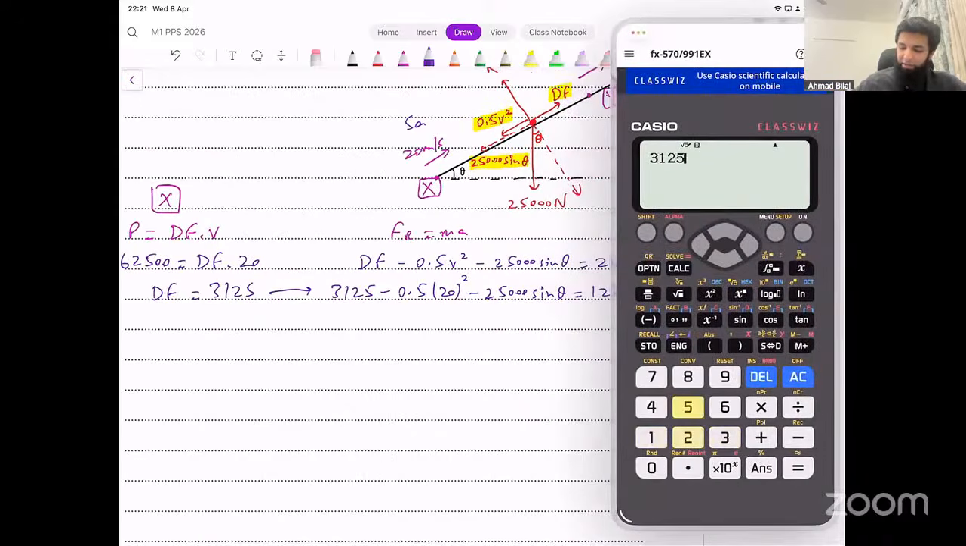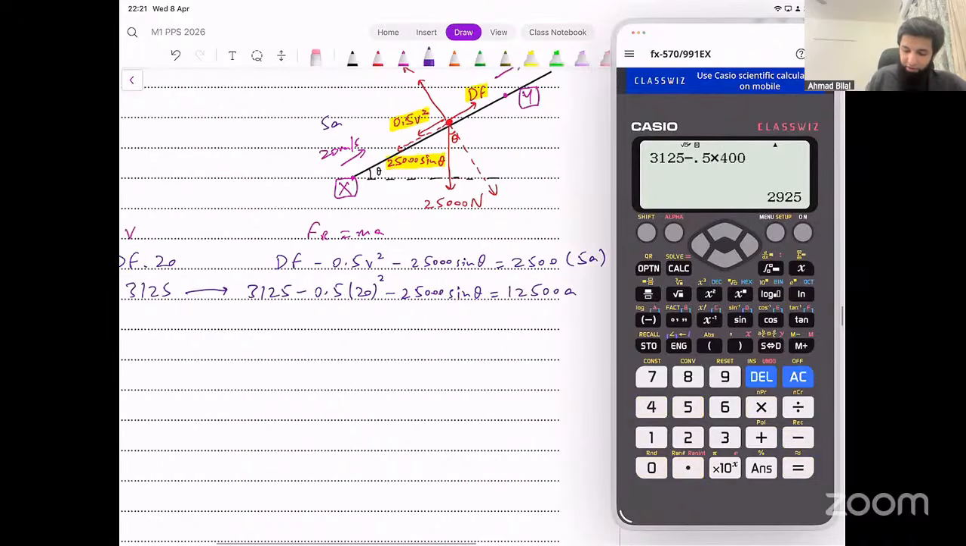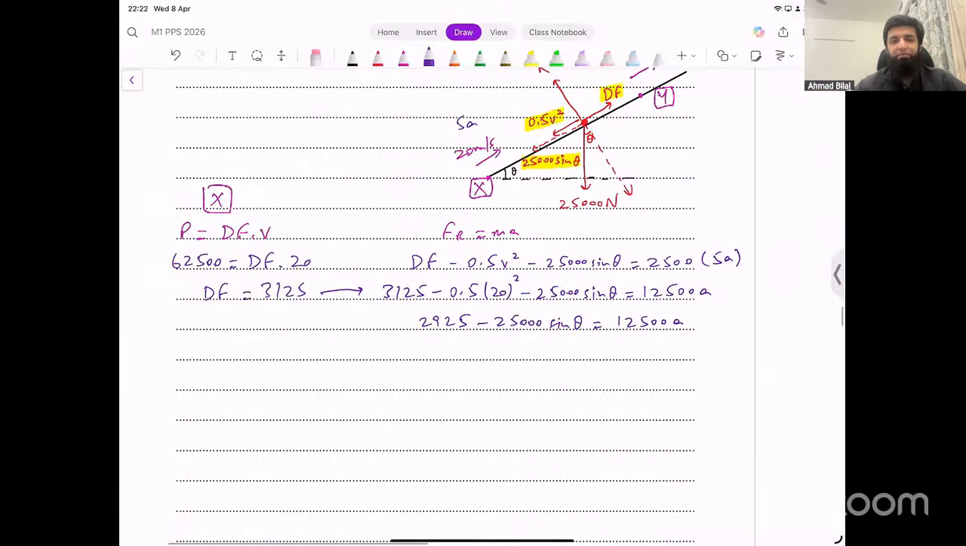Let's simplify the left hand side. We get 3125 minus 0.5 times 20 squared, which is 400. 2925 minus 25,000 sin theta equals 12,500 times a. This is one equation that we're getting.